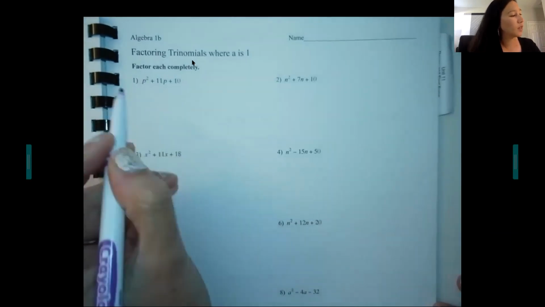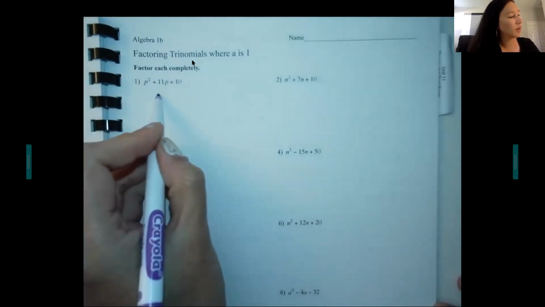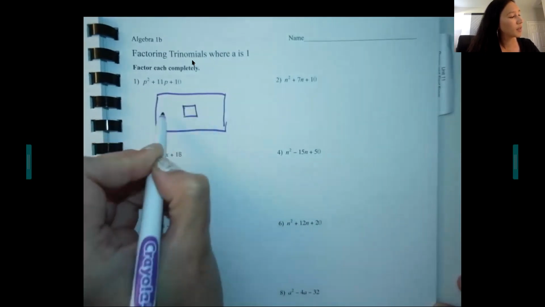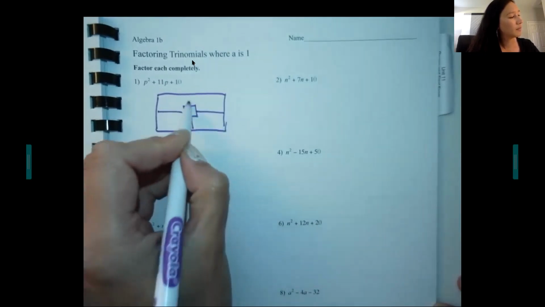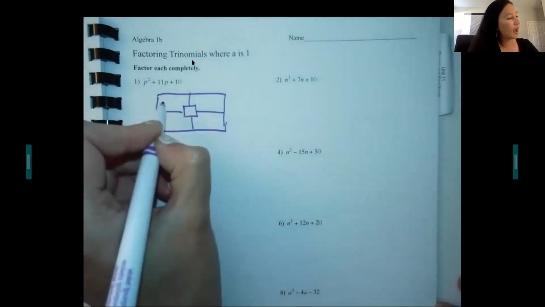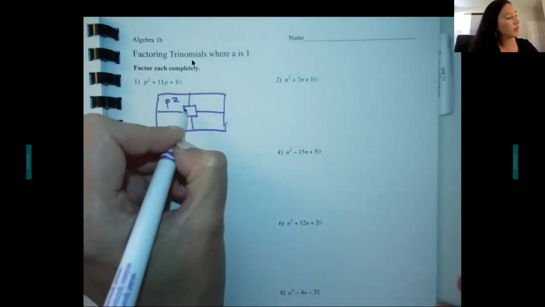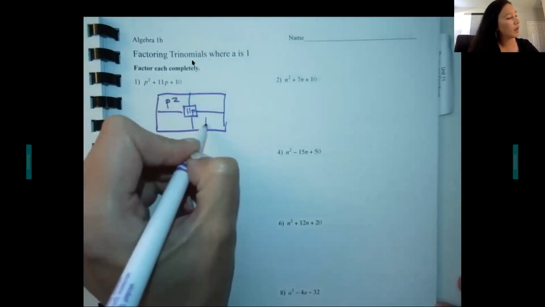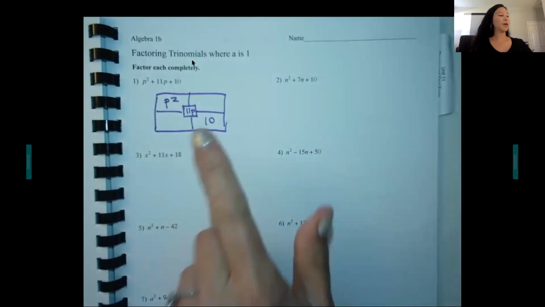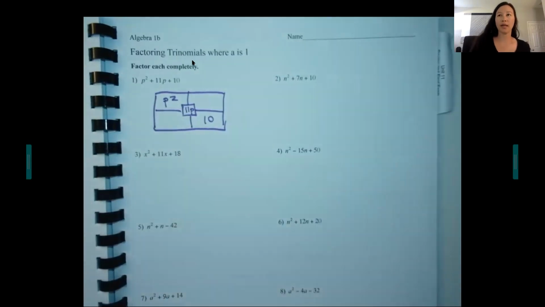Okay, so these are all trinomials. We're going to need 4 boxes for all of them with our little box in the middle. And then we're going to fill out our diagonal. So we're going to put p squared here, 11p here, and 10p here. Any questions how I set up my box?